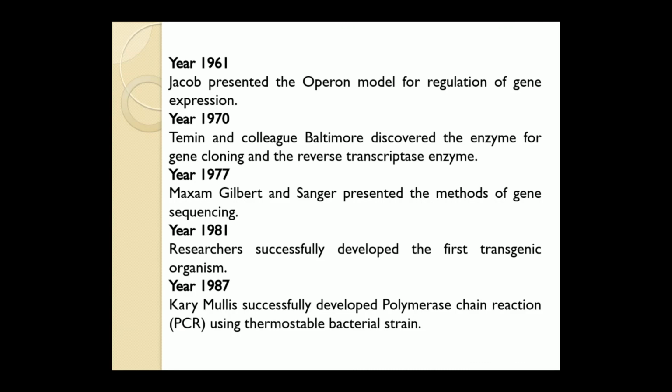In the year 1977, Maxam-Gilbert and Sanger presented the methods of gene sequencing. Still now, different processes of gene sequencing are going on, and now next generation sequencing has been developed. In 1981, researchers successfully developed the first transgenic organism. And in 1987, Kary Mullis successfully developed the polymerase chain reaction using a thermostable bacterial strain, and this is another milestone of genetics.